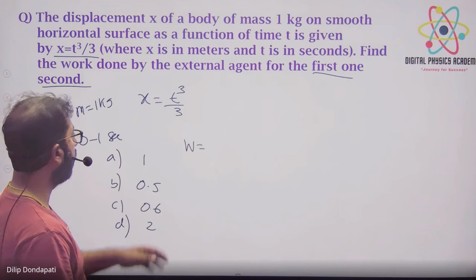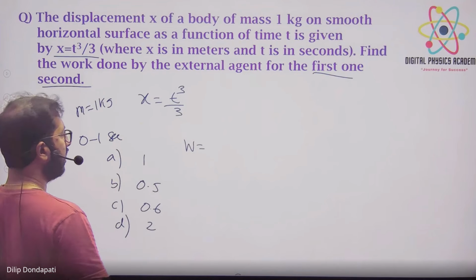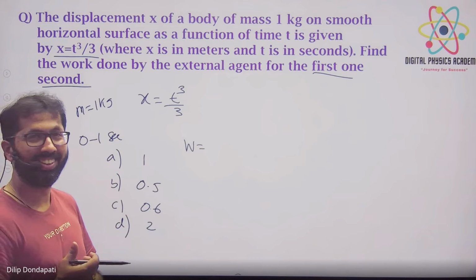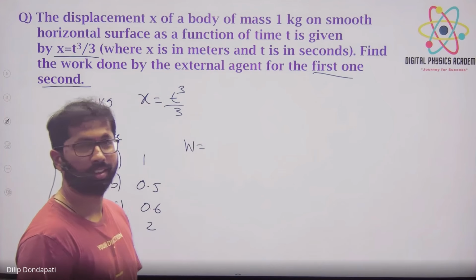You'll get velocity, and then you'll find acceleration. Then F equal to ma, multiply by dx, and later if you write x as m into a into dx by dt into dt, because we'll have velocity, and then later substitute everything. Yes, correct, Rajesh, 0.5, work energy theorem.